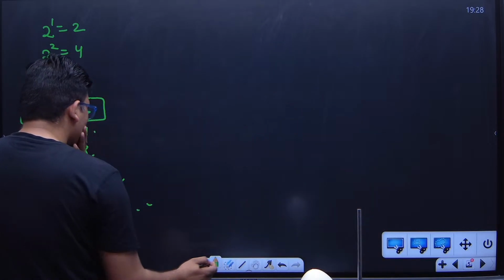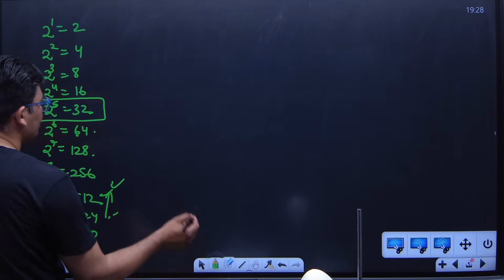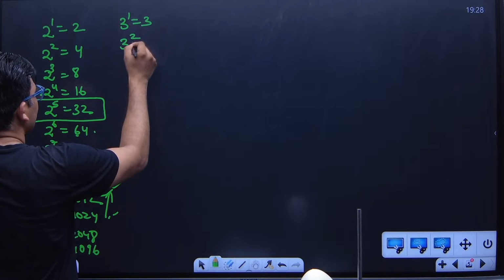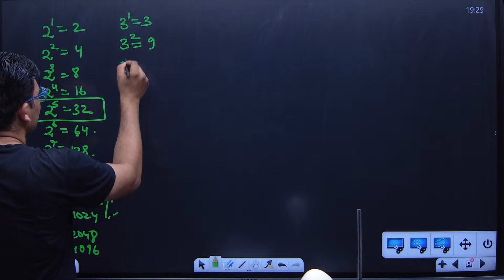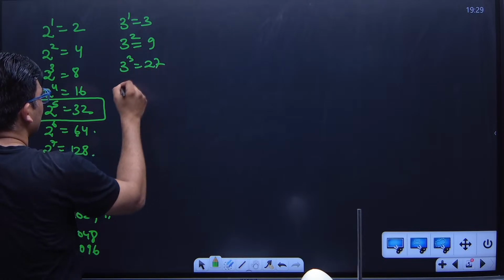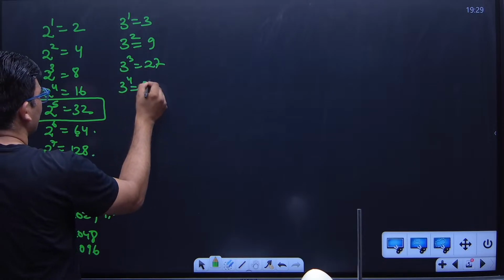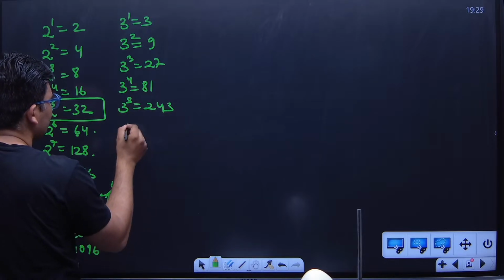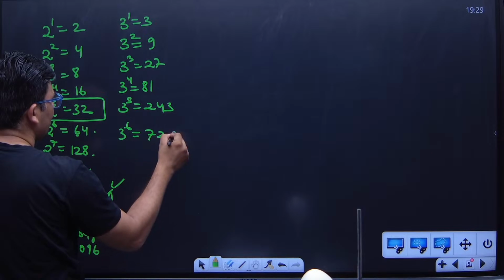So for 3, we will remember up to the power of 6. So please write down: 3 raised to the power 1 is 3. 3 square is 9. 3 raised to the power 3 is 27. 3 raised to the power 4 is 81. 3 raised to the power 5 is 243. 3 raised to the power 6 is 729.